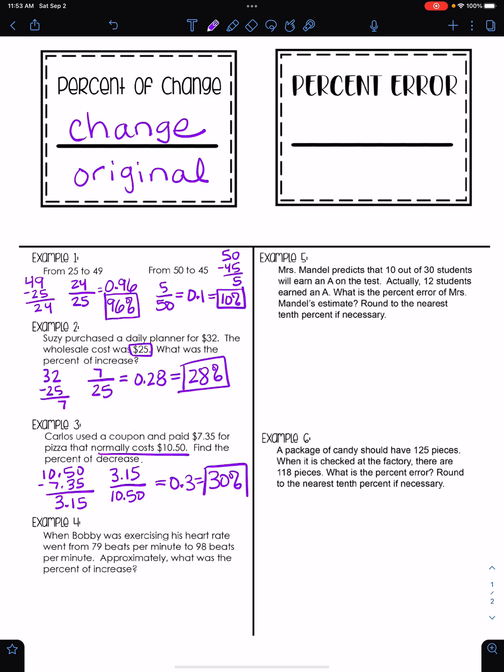Now, sometimes you don't get nice, neat percents like this, and you'll have to round off and look for what it asks you to round to, the nearest whole percent or 1/10 of a percent. But these are coming out nicely right now.